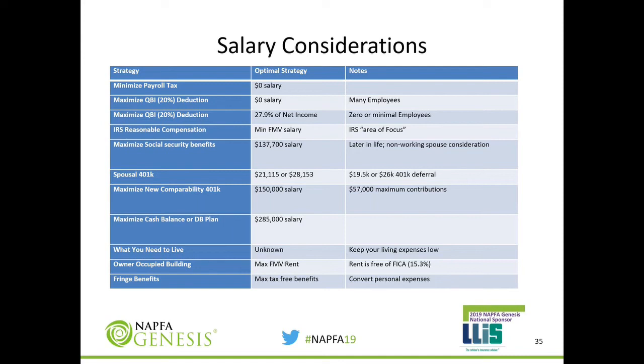Some of the other considerations when we do the strategy planning: we come up with this great plan and say, okay, business owner, you need to pay this in salary, put this in your cash balance plan, and do this and do this. And they're like, well, I need $500,000 to live on. Or, hey, our business doesn't have that much money. So keep in mind you have to take into account what they need to live on. We already talked about the owner-occupied building and the fringe benefits, but they have complete control over their salary to some extent, so you want to make sure you have a strategy for what they're paying themselves, and not just a random number.